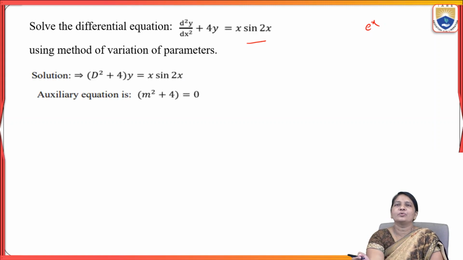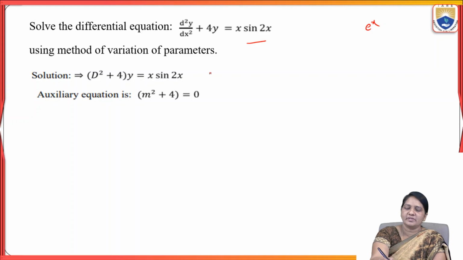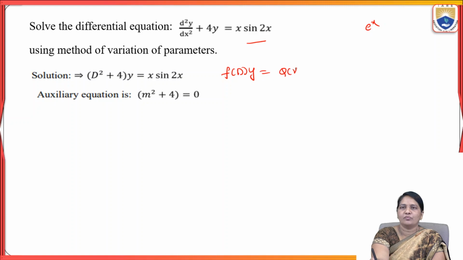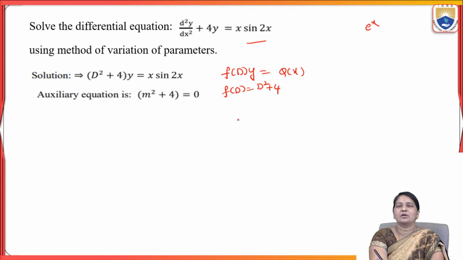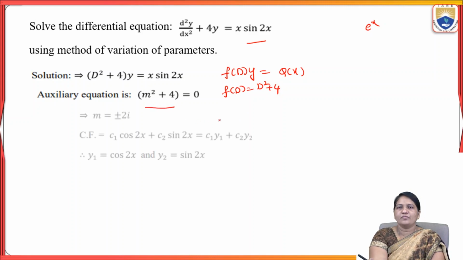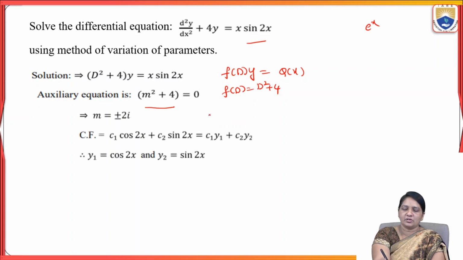So first of all, we are going to write the complementary function based on the given equation. So f of d into y equal to q of x. So what is the f of d? F of d is d square plus 4. Now we need the auxiliary equation to calculate the complementary function. What is the auxiliary equation? M square plus 4 equal to 0. So from this I can write the complementary function. So m square equal to minus 4. So finally m equal to plus or minus 2i. That is, I can write this one as 0 plus or minus 2i.